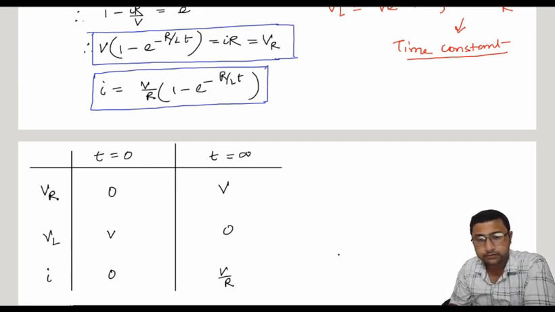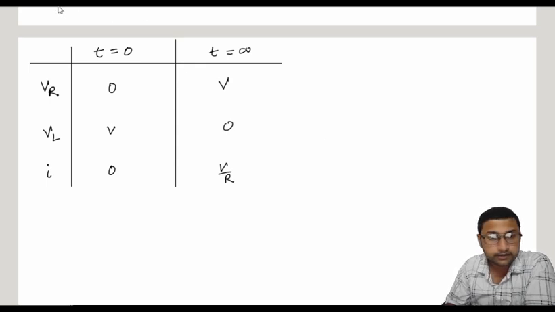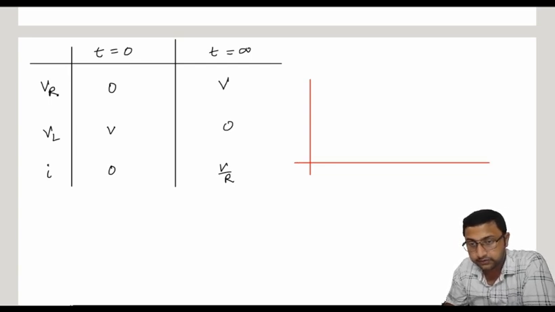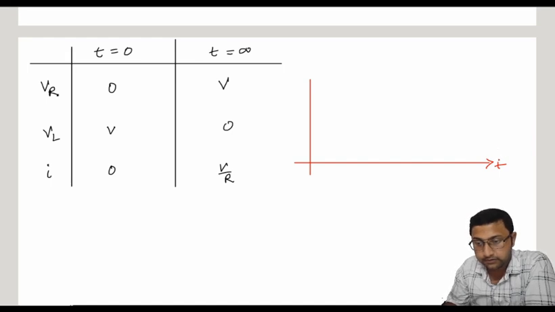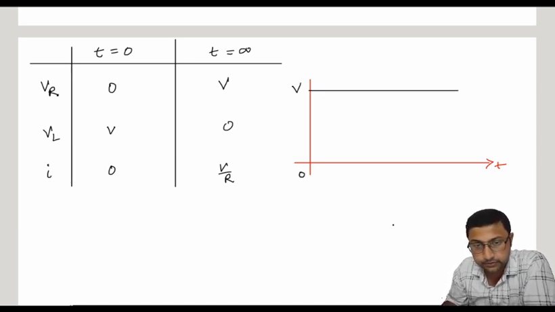These values are required to plot the graph. So if we plot the graph, it will look like that. Let me draw the graph first. This is actually very difficult to draw in this digital platform, still I am trying. This is the time axis, and suppose this value is V, the supply voltage V, and this is 0.